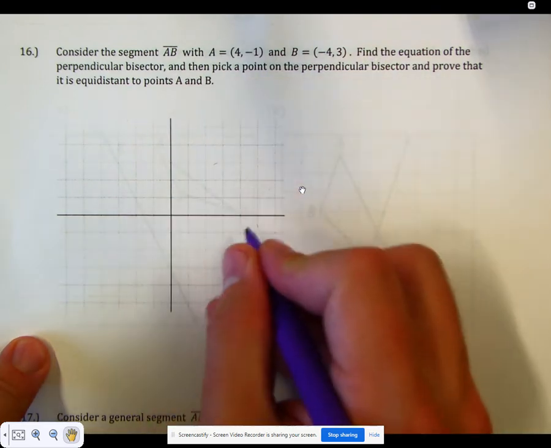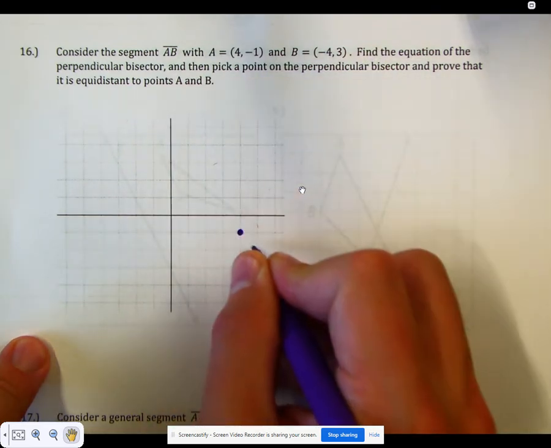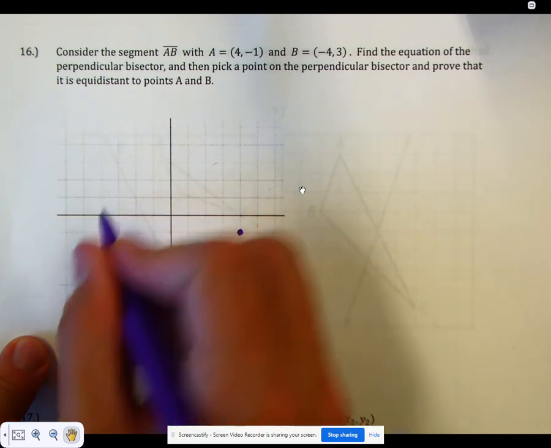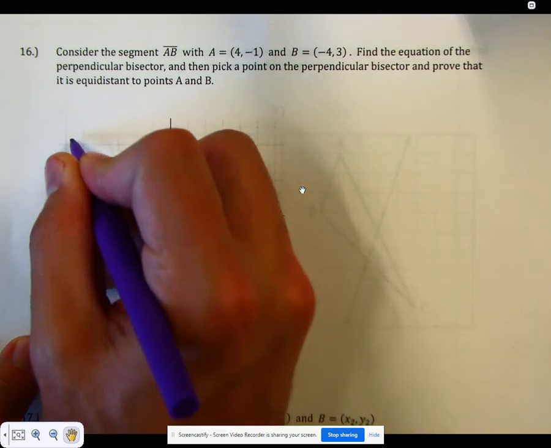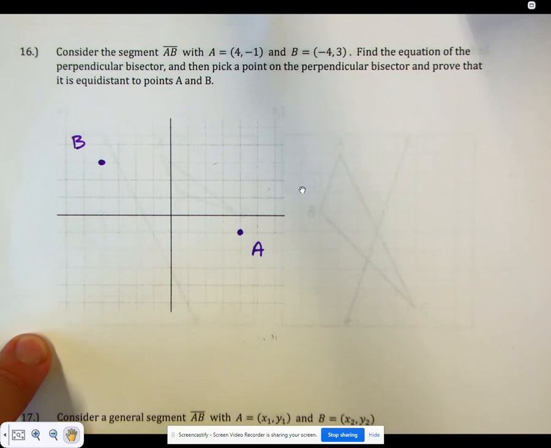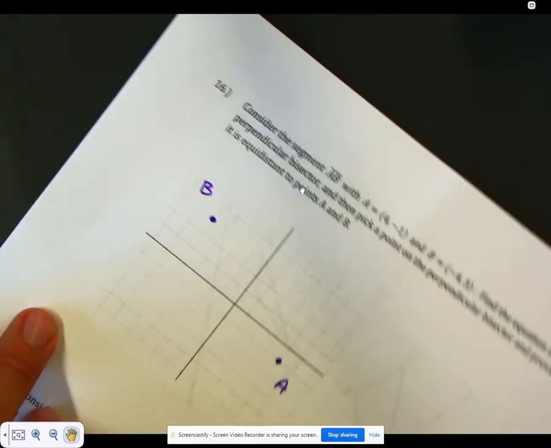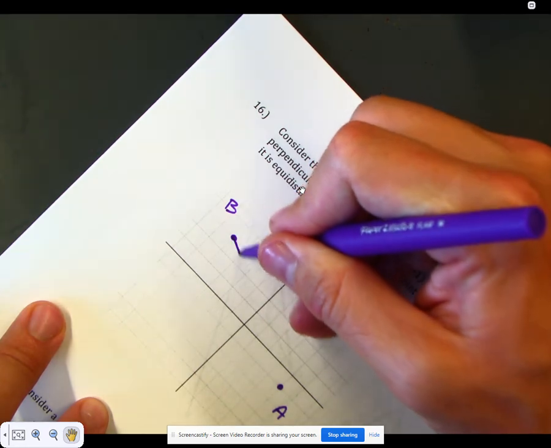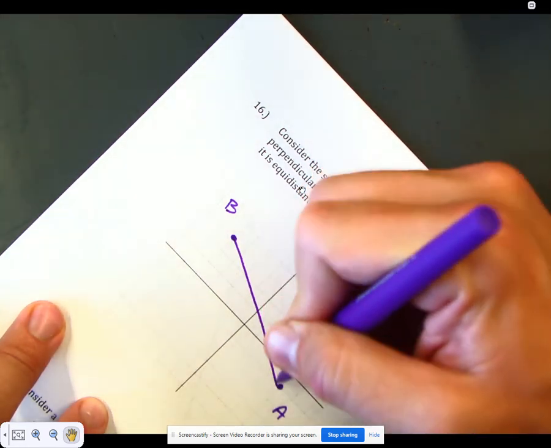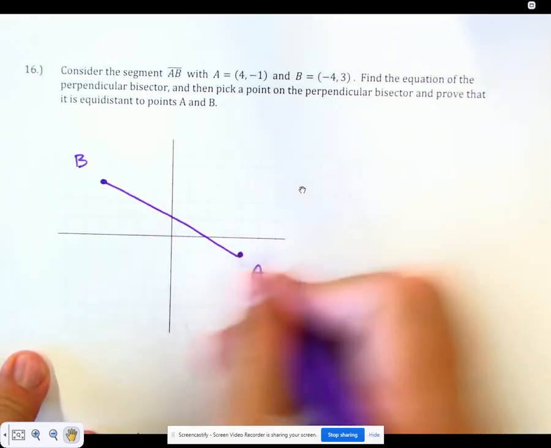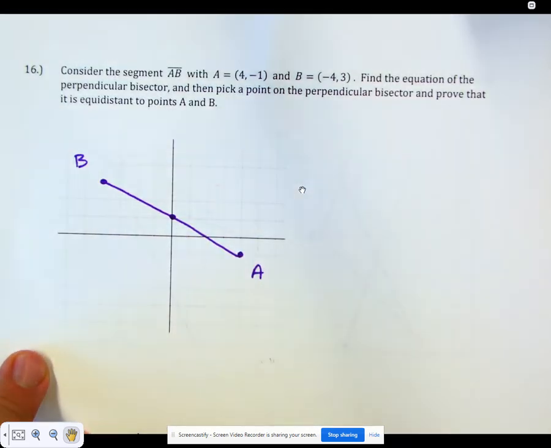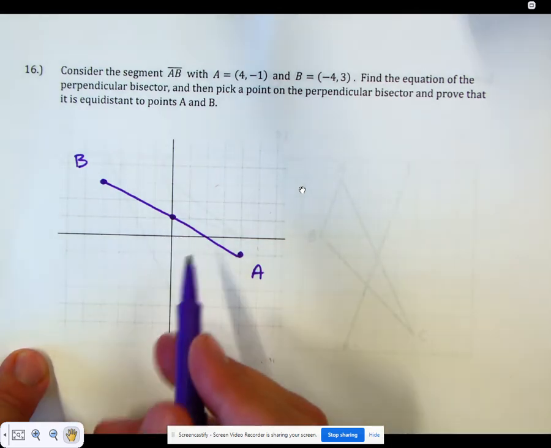We've got 4, -1. There's point A. -4, +3. There's point B. And let's look at this segment. If we're very careful when drawing this. I wasn't very careful. I kind of messed mine up. But if you are very careful, you'll notice that they cross at the point 0, 1. They cross the y-axis at 0, 1.